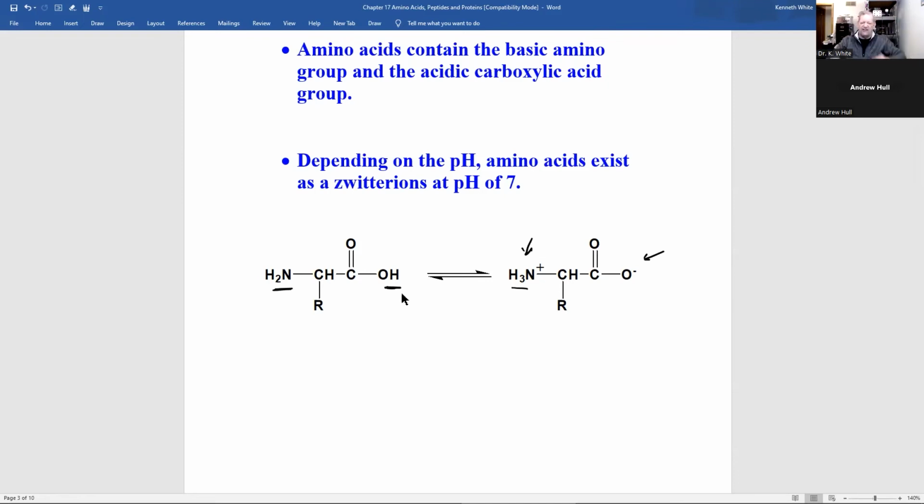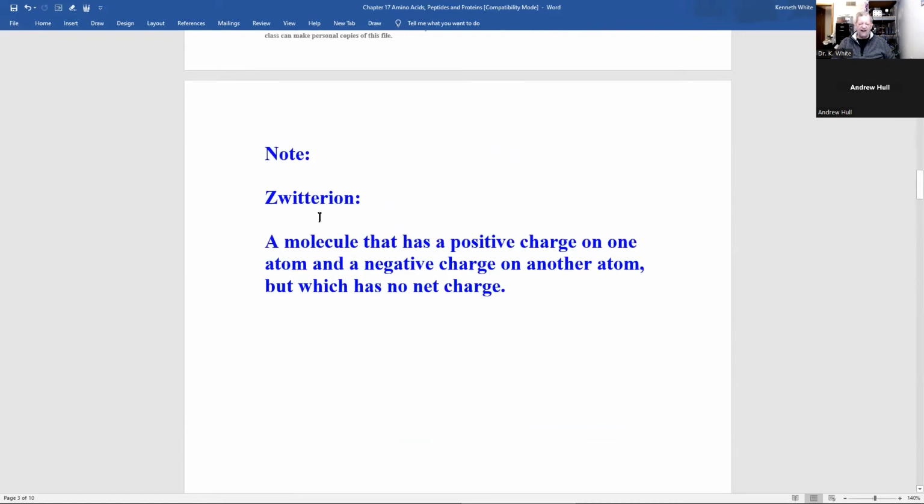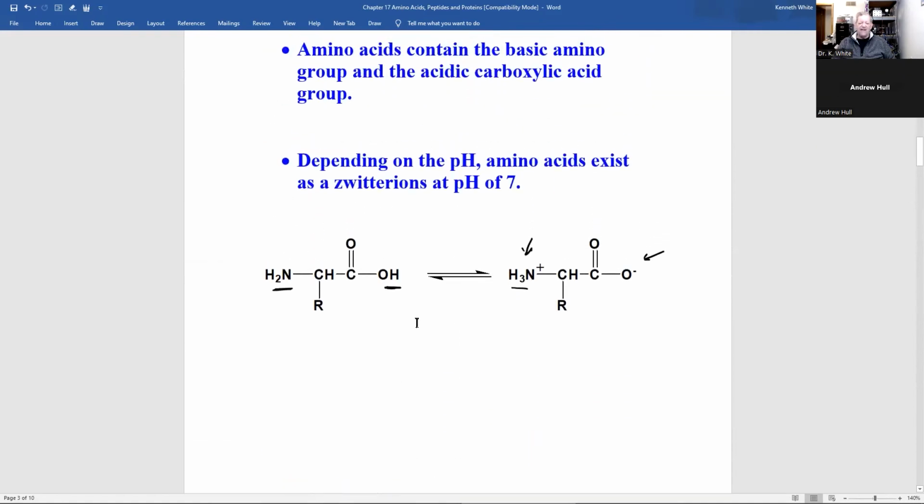Again, switches click off, and those are called zwitterions. And a zwitterion is a molecule that has both a positive charge on one atom and a negative charge on another, in the same molecule, but has no net charge. Now, because Dr. White learned German in high school and college, Dr. White's story first.